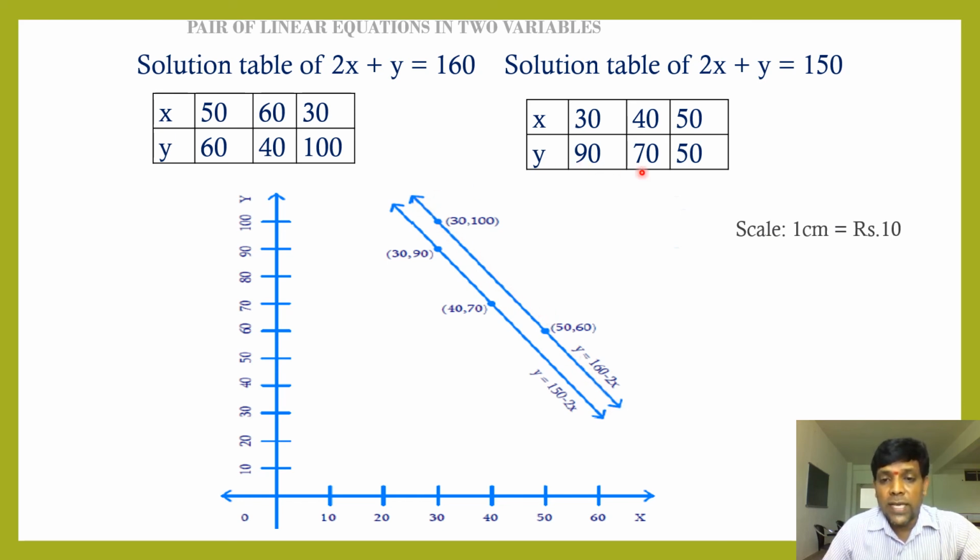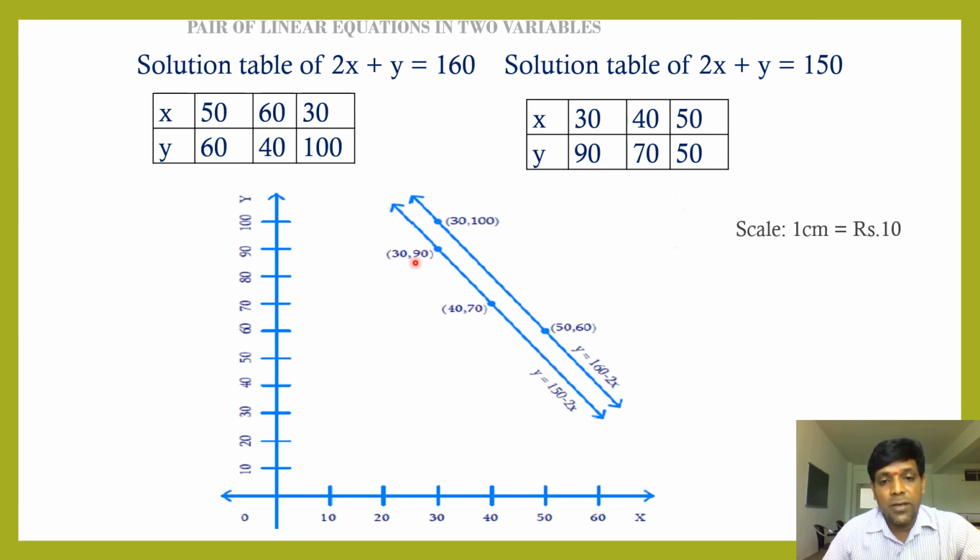Now we go to the second equation. What are the points? (30, 90): x value 30, y value 90. The second one is x 40, y 70. The third is x 50, y 50. Join all the points, and we get another line.